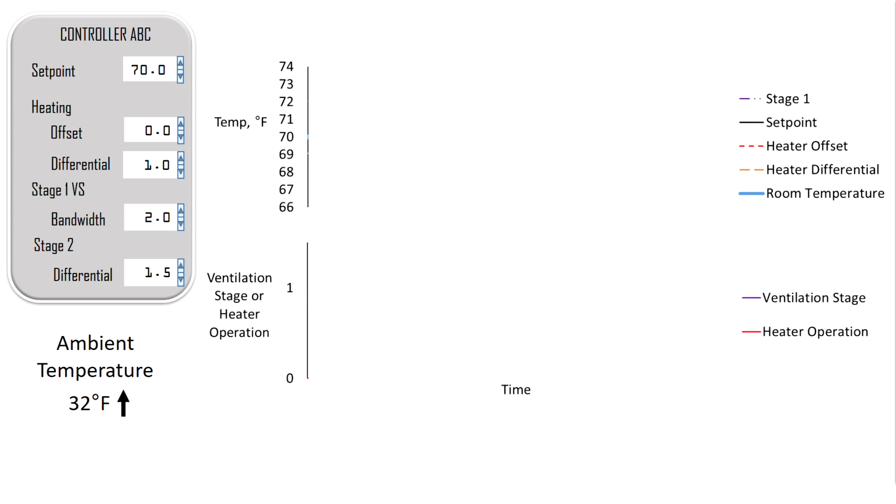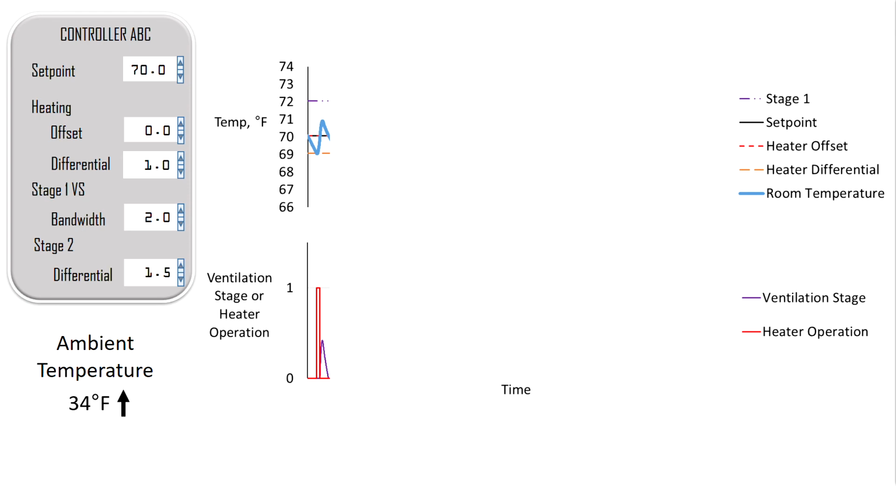So we're going to watch what happens to the temperature in the room relative to our different settings, as well as the ventilation and heater operation. As the simulation starts, the room temperature drops, and when it drops below the heater offset and differential, the heater turns on. It only turned on for a short time though, to raise the room temperature 1 degree, but the room temperature kept rising above the set point.